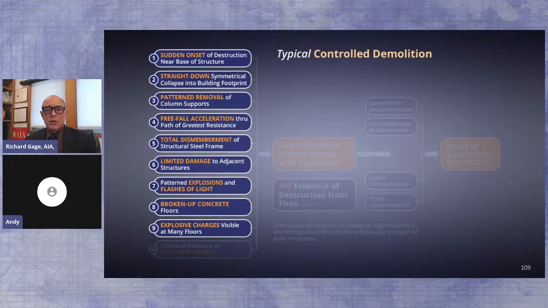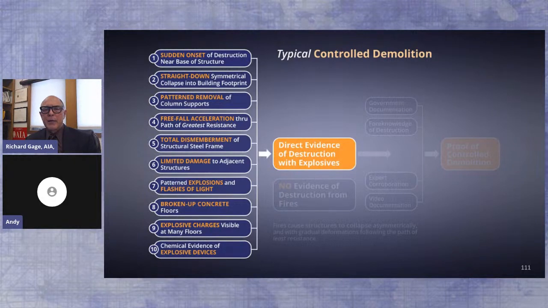There's explosive charges visible at many of the floors. These are isolated explosive ejections called squibs in the controlled demolition industry. And feature number 10, of course, there's explosive devices or chemical residue of such left behind. So if you have these features, you know you have direct evidence of destruction with explosives. Fire doesn't create any of these features, let alone all of them.